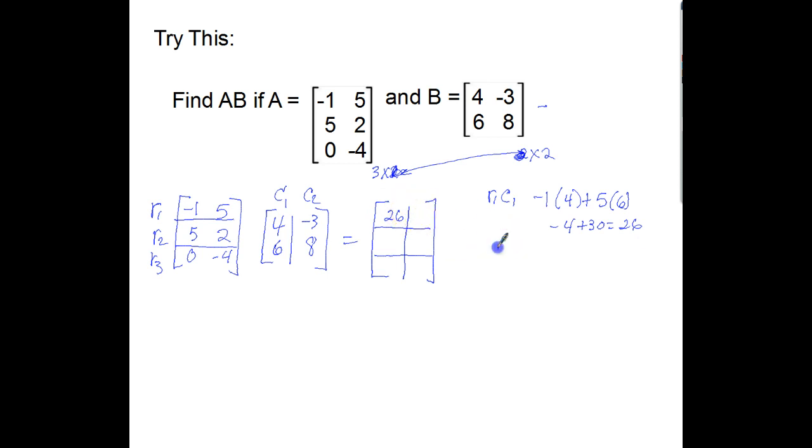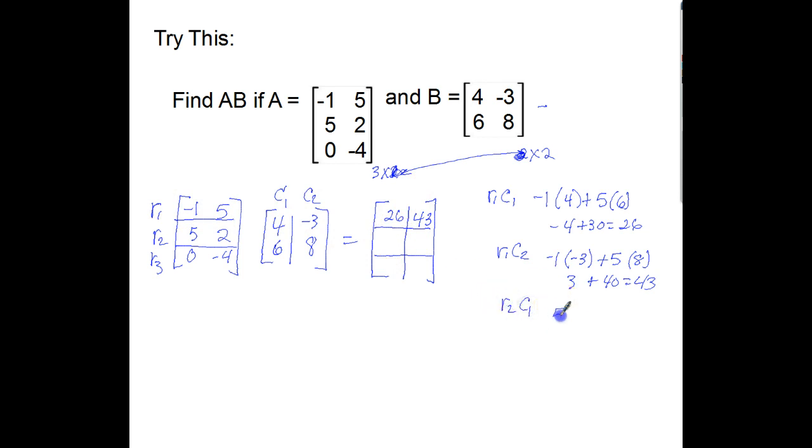Okay, let's do row 1, column 2. First in the row, -1, times first in the column, -3, plus second in the row, 5, times second in the column, 8. We have 3 plus 40. We got 43. That was row 1, column 2. Okay, this is row 2, column 1.